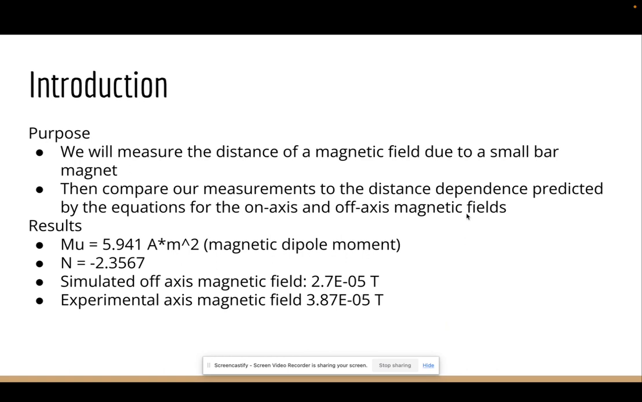And then our simulated off-axis magnetic field was 2.7 × 10^-5 teslas. And our experimental off-axis magnetic field was 3.87 × 10^-5 teslas.